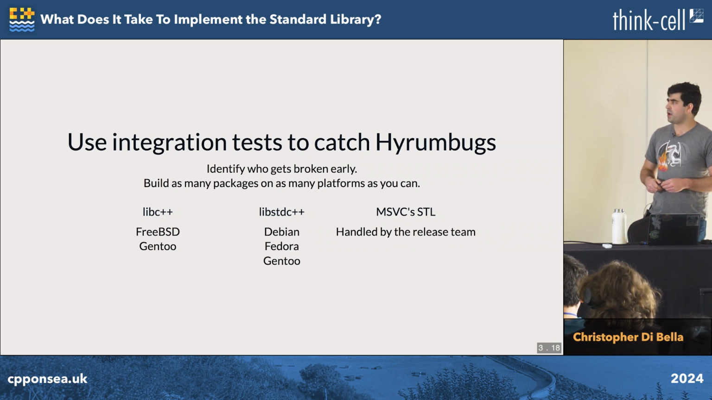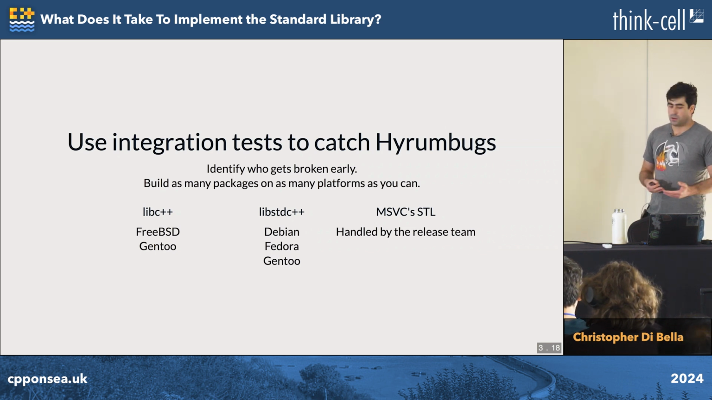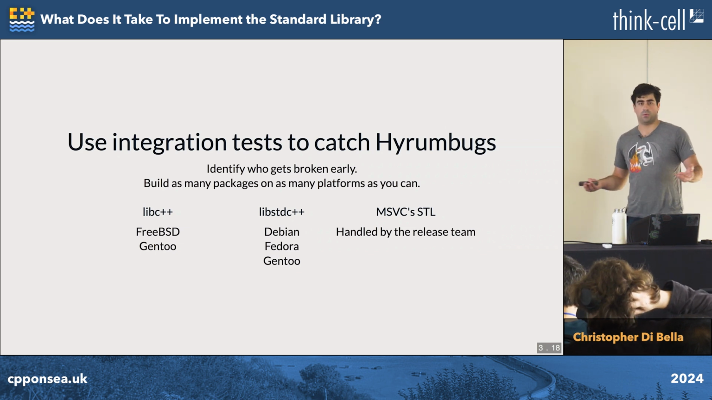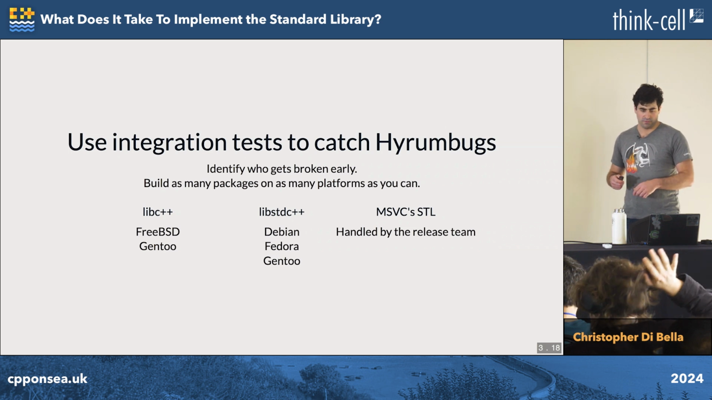And so we can just go and build the world. We can build an entire operating system in all of its packages, and that will give us some signal. FreeBSD and Gentoo are good for libc++. Debian and Fedora and Gentoo are good for libstdc++. And MSVC will take care. The release team will take care of doing their one for you.